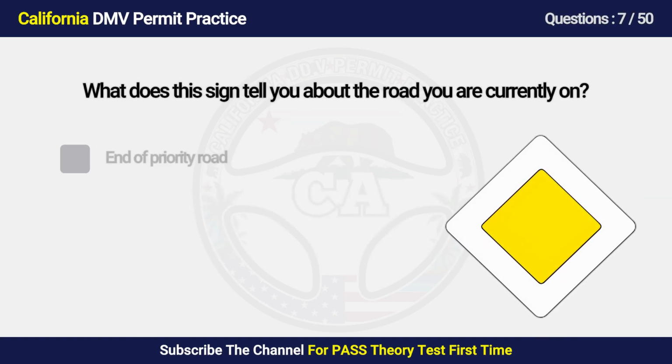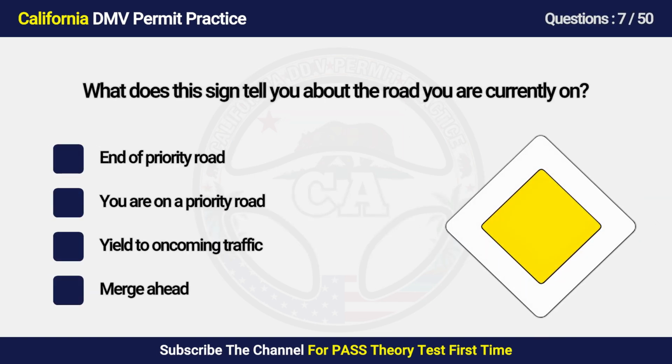Question 7. What does this sign tell you about the road you are currently on? A. End of priority road. B. You are on a priority road. C. Yield to oncoming traffic. D. Merge ahead.